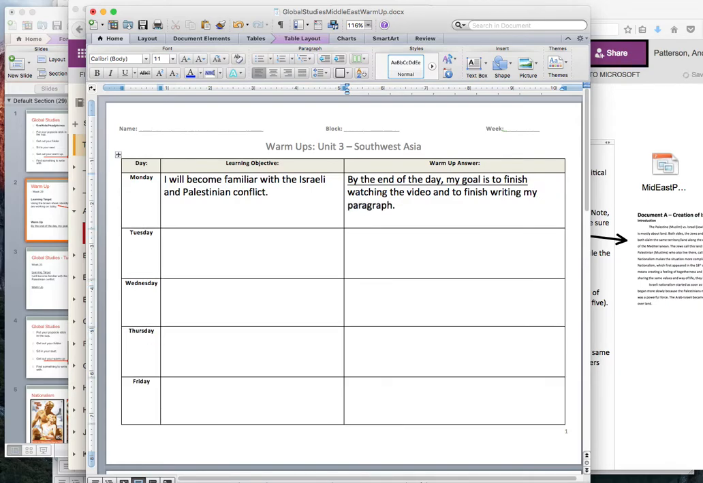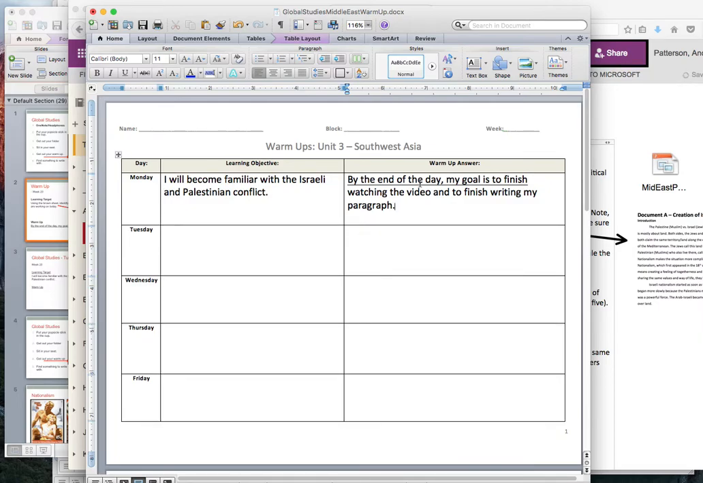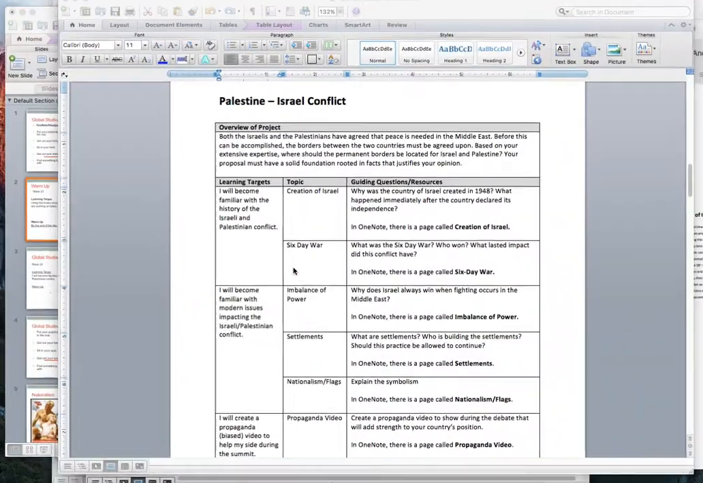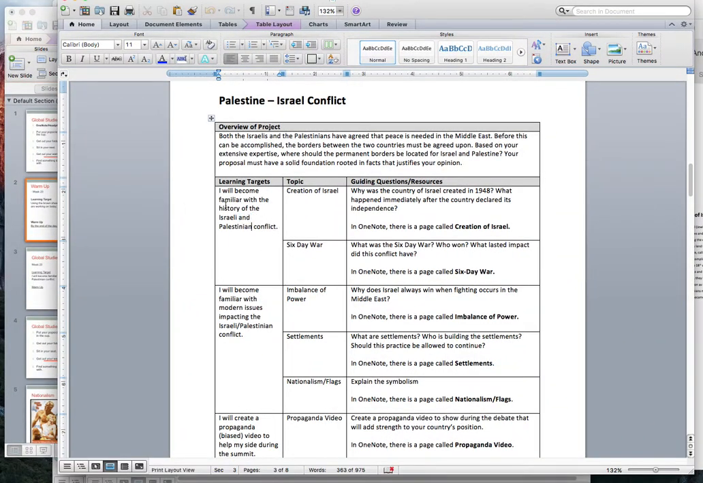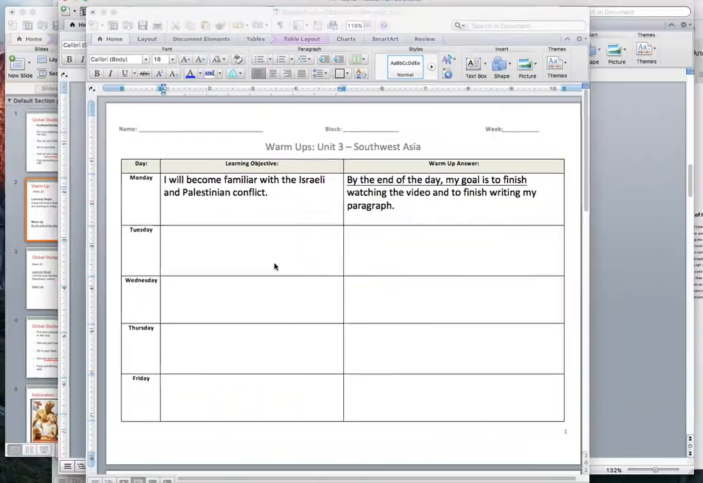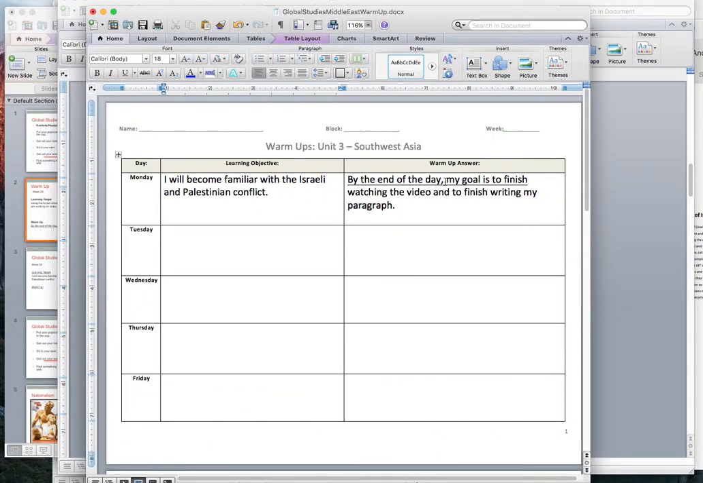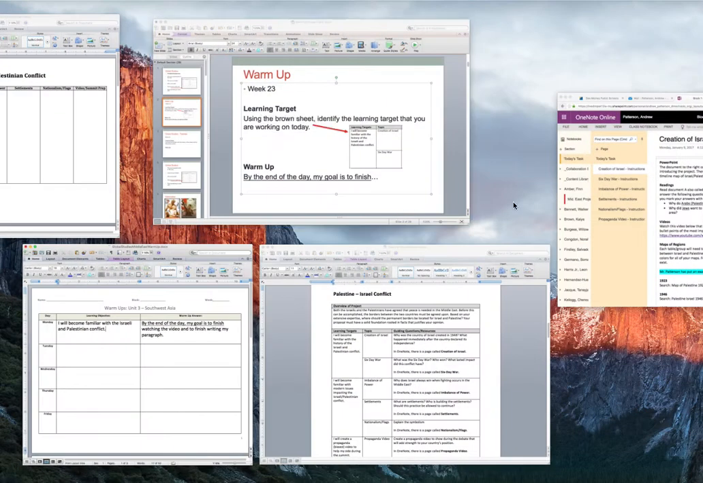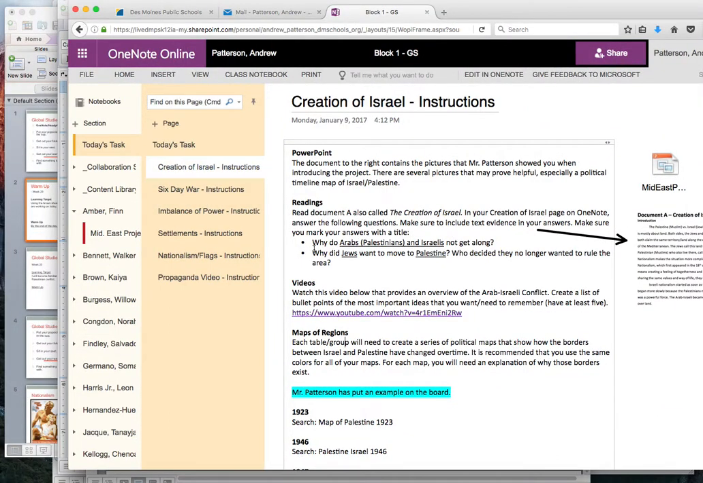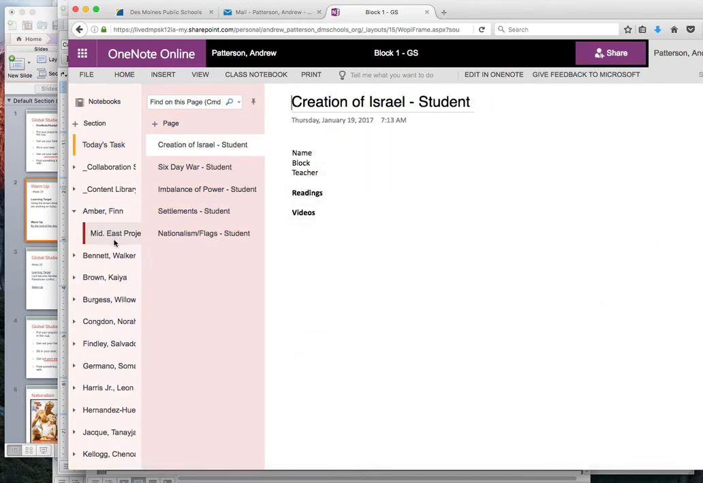So for my learning target for today, I'll become familiar with the Israeli-Palestinian conflict. That once again came from your learning target right here. My warm-up answer: by the end of the day, my goal is to finish. And I read through this, decide what my goal is to finish, and have done by the end of the day. Once again, I'm writing my creation of Israel. Each person has this created, creation of Israel. This is where you're writing it.